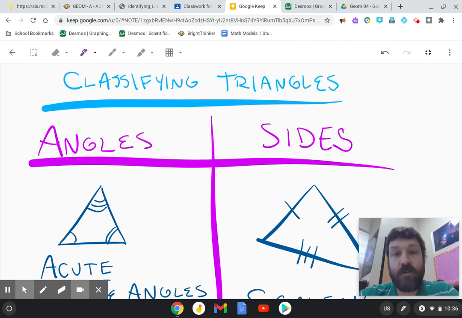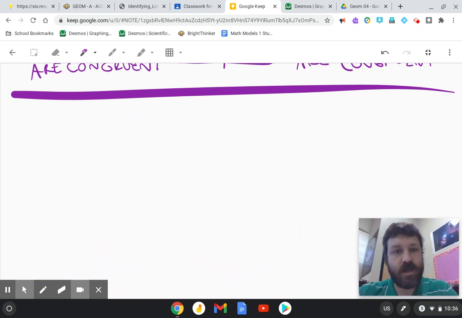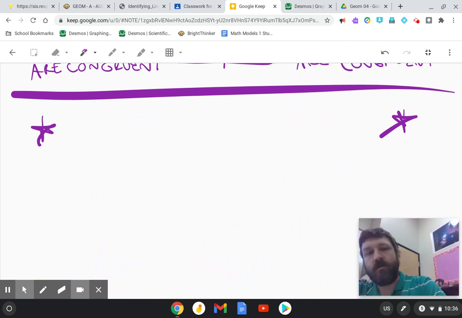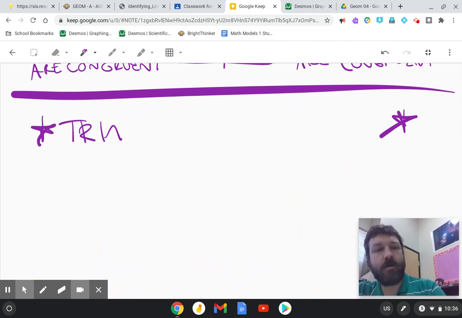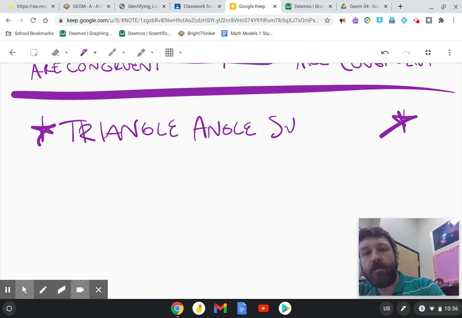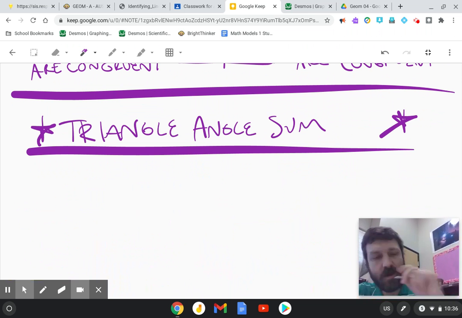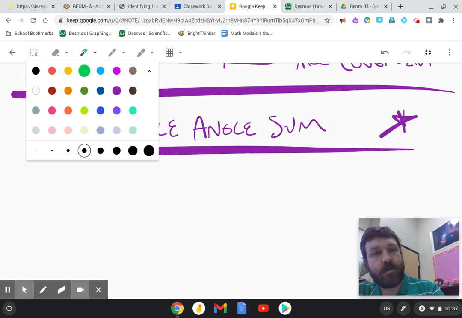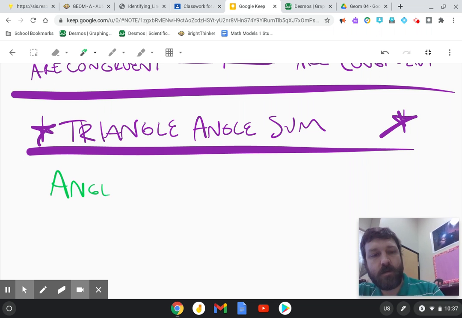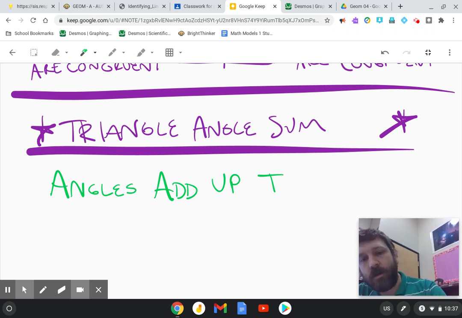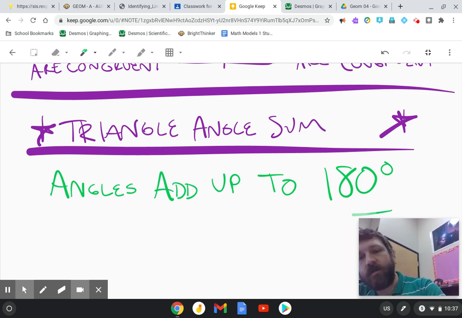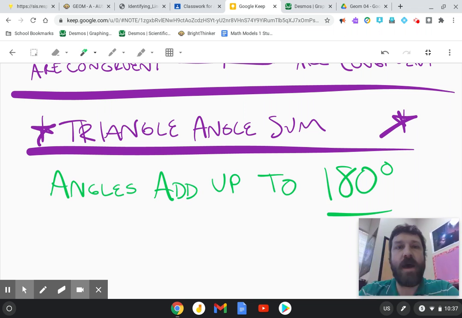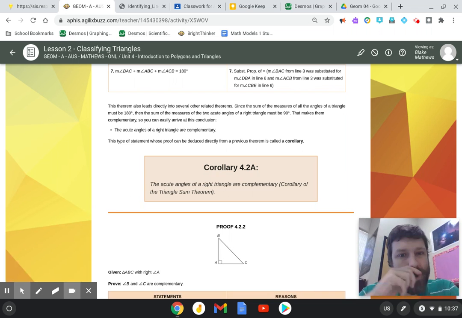So the first thing you need to know, and kind of one of the key things here, is what we call the triangle angle sum theorem. And that is that all triangles have a sum of 180 degrees. Angles add up to 180 degrees. All triangles have angles that add up to 180 degrees.